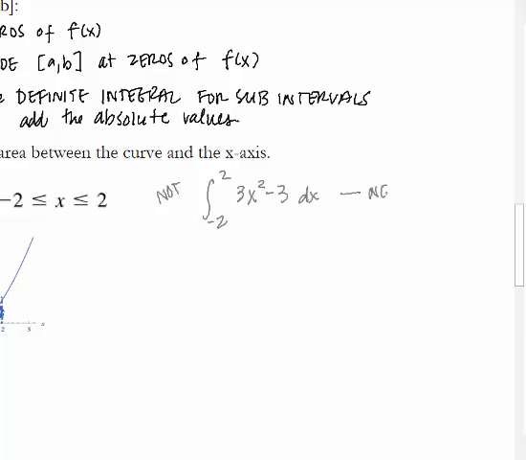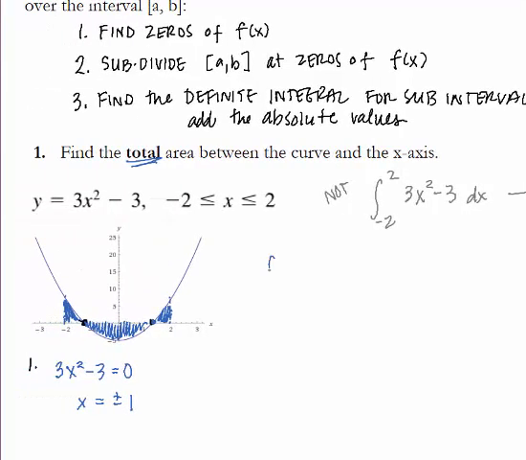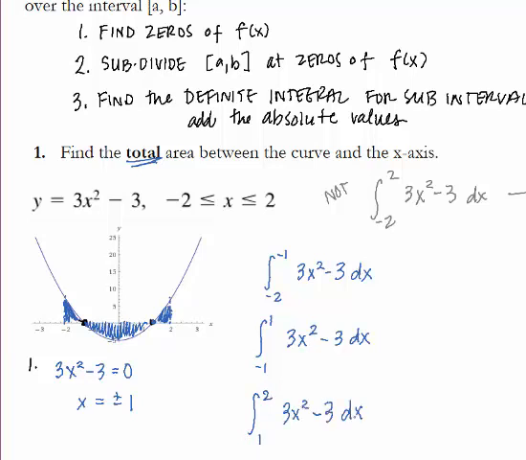That will give the net area, like I said, positive minus negative area. We will instead divide this integral: from negative 2 to negative 1 of 3x squared minus 3 with respect to x. And then the next subinterval is from negative 1 to 1, the function is 3x squared minus 3 with respect to x. And then the third interval from 1 to 2 of 3x squared minus 3 with respect to x.